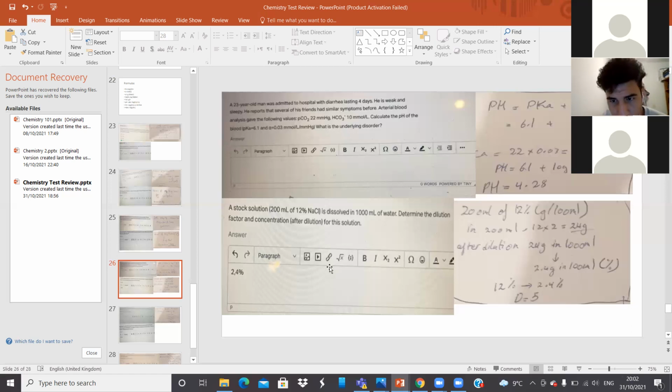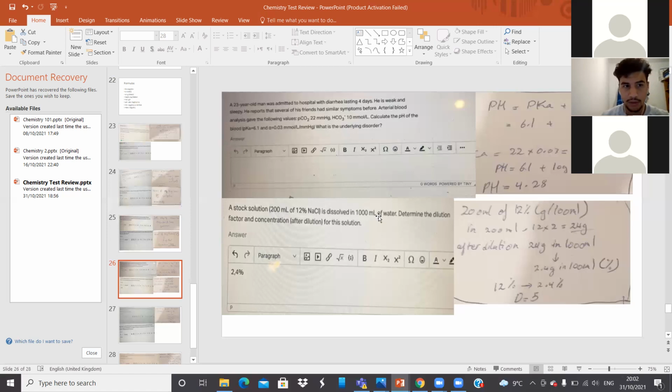This question, we've had another one that's very similar to it. 200 milliliters of 12% sodium chloride dissolved in 1,000 milliliters of water. First of all, we need to find the mass of the sodium chloride, the original mass. You have 12 grams in 100 milliliters, which is 12%. So in 200 milliliters, we're going to have 12 times 2, 24 grams in 200 milliliters.